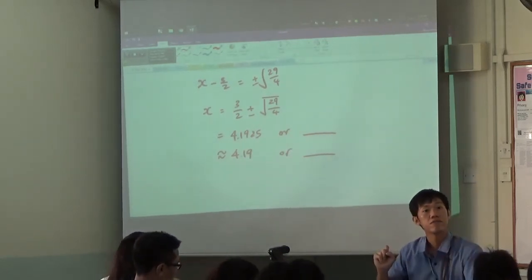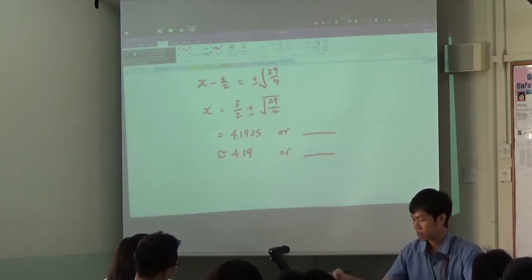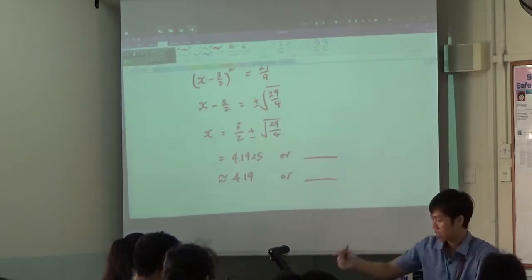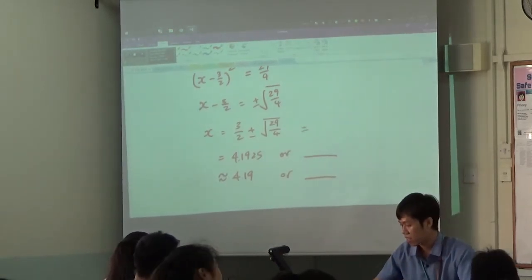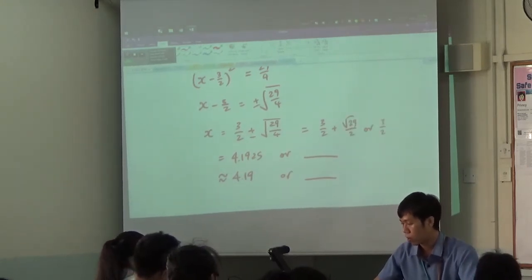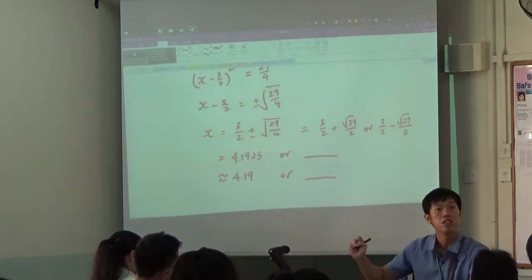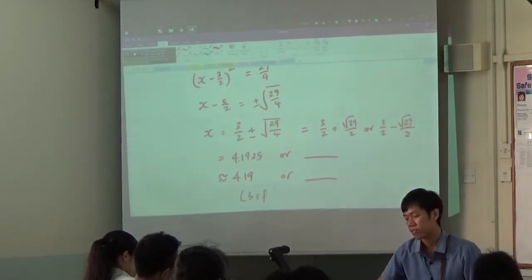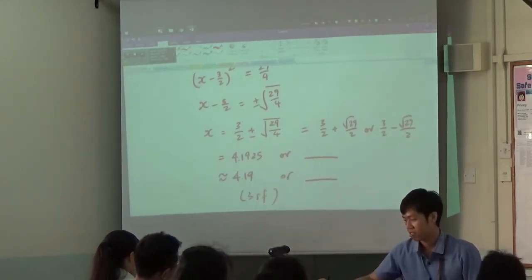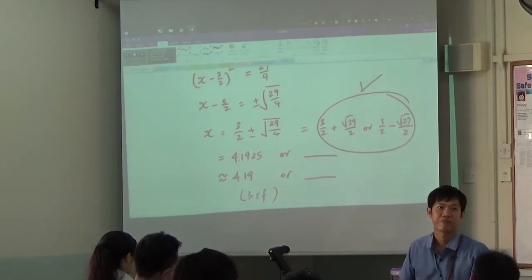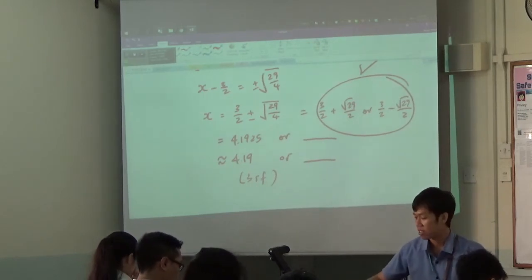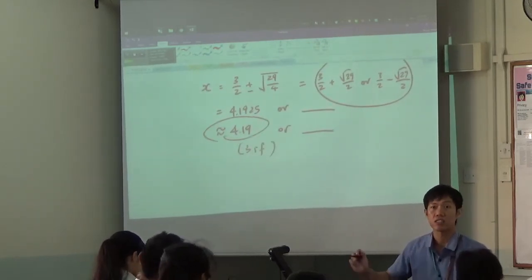Yes? I did the square root plus the whole experiment. Oh, you mean you left your answer as 3 over 2 plus square root 29 over 2, or 3 over 2 minus square root 29 over 2. Is this it? Okay, in E-Maths, we should leave it as 3SF. Okay? So E-Maths, 3SF, alright? Is 4.19 one of your answers?